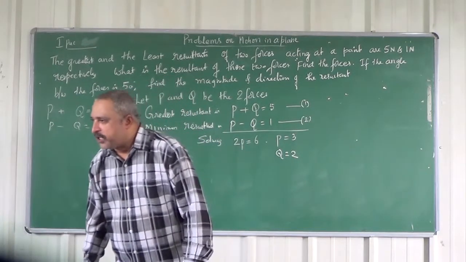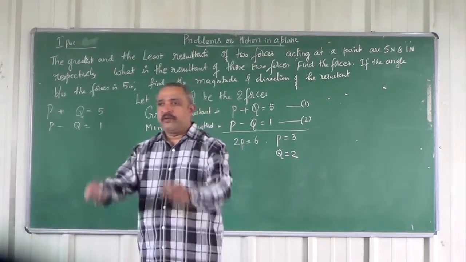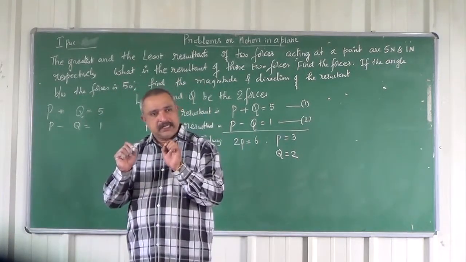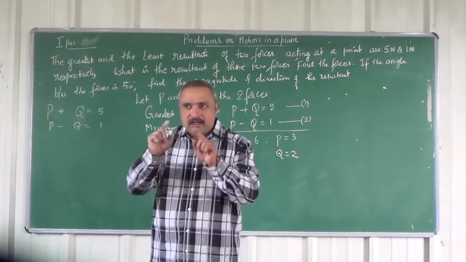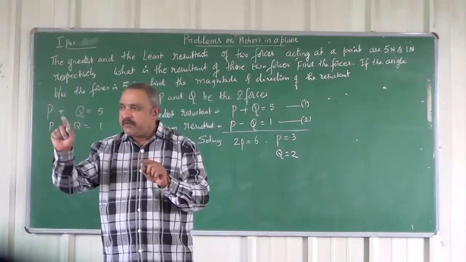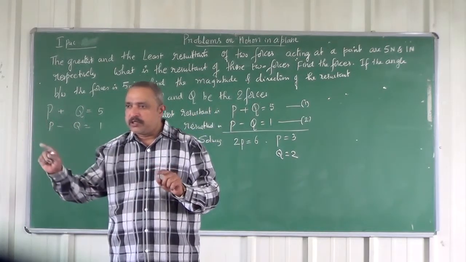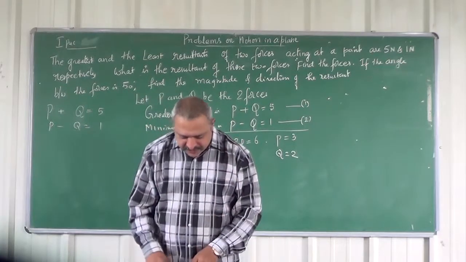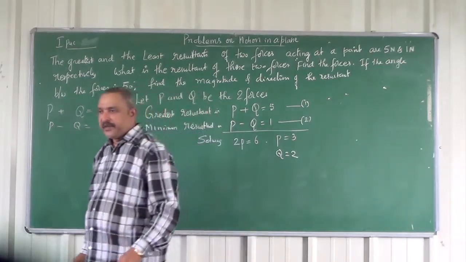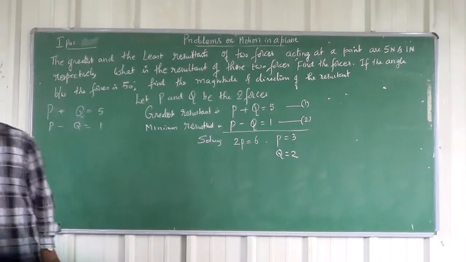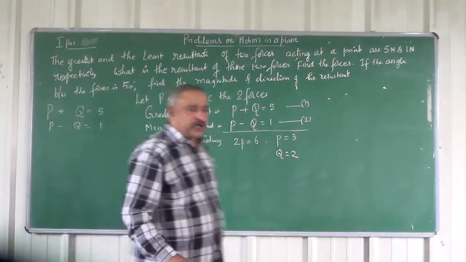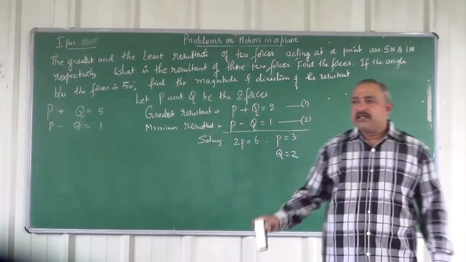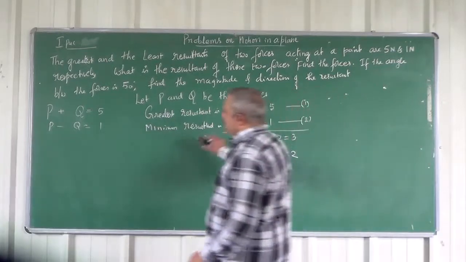Further, you know how to proceed. What is the formula to find the magnitude of the resultant? R is equal to square root of P square plus Q square plus 2PQ cos theta. Here, what is the value of theta given? 50 degrees. So you need to open the logbook and check the value of cos 50, and to find the direction you require the sin 50 value also.